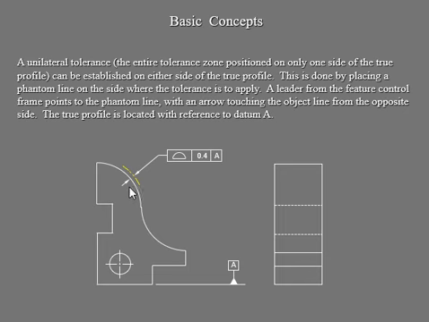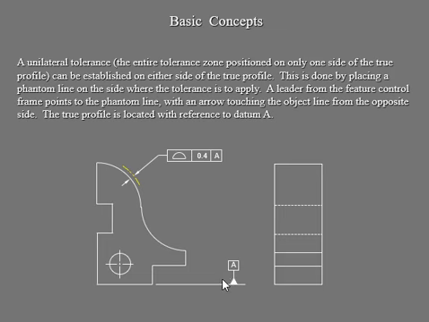We'll be concentrating on unilateral tolerance, meaning the entire tolerance zone is positioned on only one side of your true profile. Here the white line is your true profile, and you can see the little yellow line at the arc with our control frame. That is your unilateral tolerance, meaning it is not going to give you the zone on each side. It gives you the zone on only one side of that surface, which is this profile, and your true profile is located with reference to that datum.